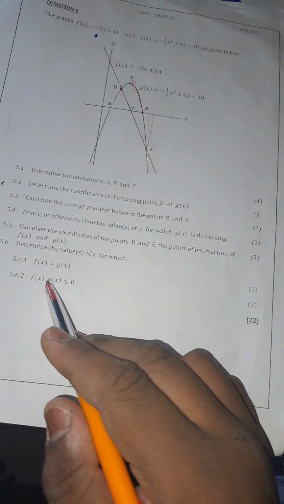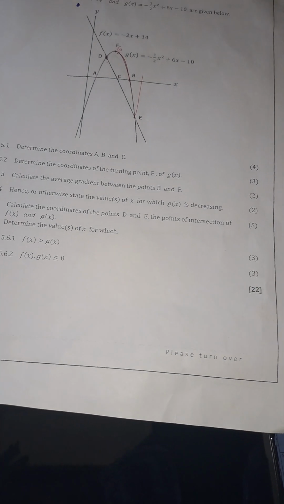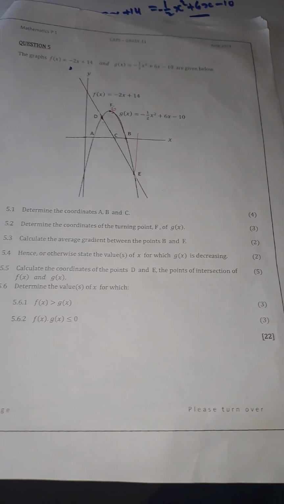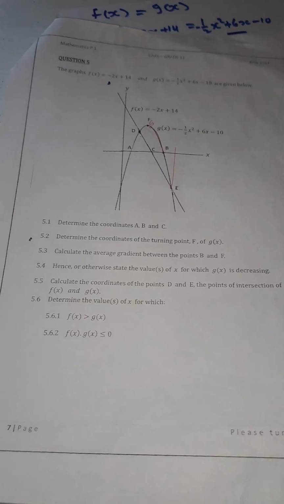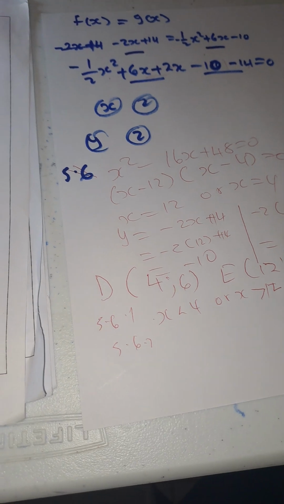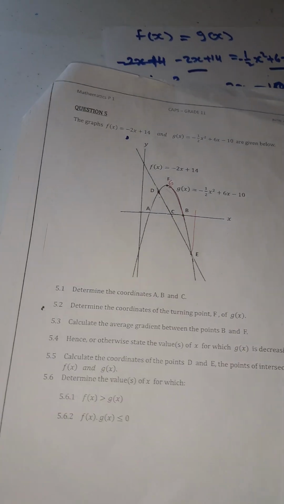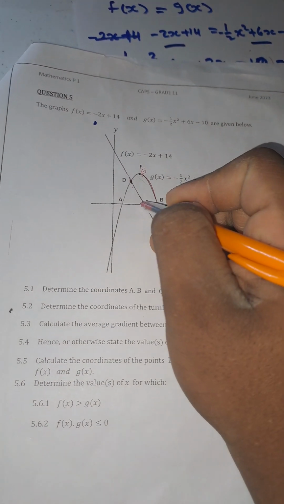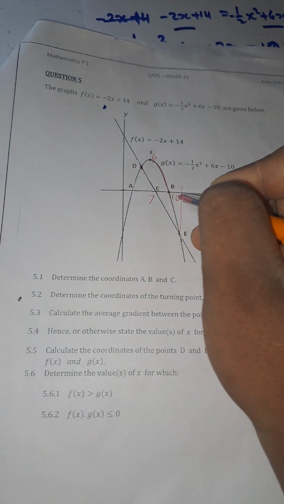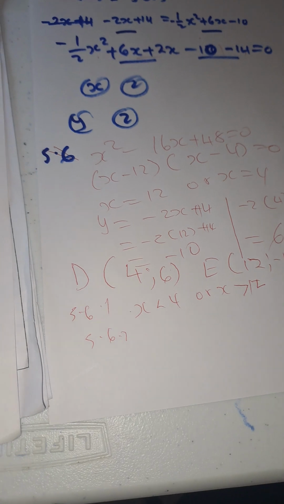5.6.2. F of x times g of x, they are both less than 0. So it means the one is beneath, the other one is above. Okay. So let's go back to our graph. Remember that I have 2 there. Here I had 7, here I had 10. So it means I can write this one.